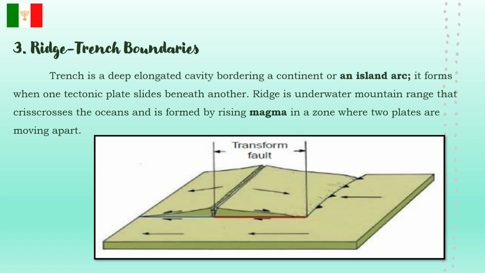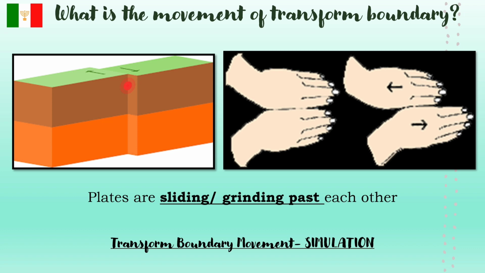Again, what are the three types of transform plate boundaries? So we have ridge-to-ridge boundaries, trench-to-trench boundaries, and the last one is ridge-to-trench boundaries. So what is the movement of transform boundary? Using your hands, nak, gayahin ang nasa picture kung paano ang movement ng transform boundaries. Again, the plates are sliding or grinding past each other.